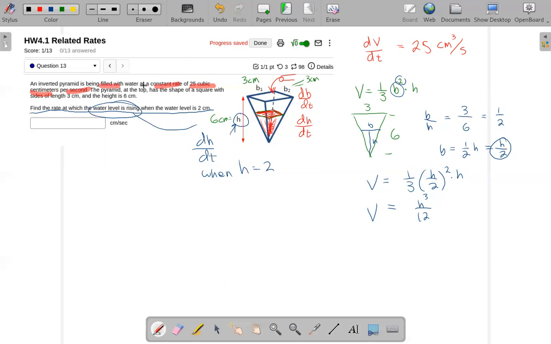So good advice. Read the whole problem, then go back and start breaking it up. All right, so now that I've got this simplified down to just the two variables I care about, and again, why do I care about these two variables? One, I was told dV/dt is this constant of 25 centimeters cubed per second. And then two, I was told to find the rate at which the water level is rising, which is dH/dt. So I needed a formula related to the shape of this object here that relates the volume to the height. So I got that.